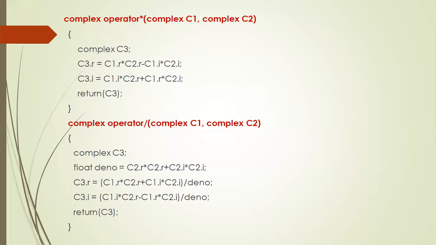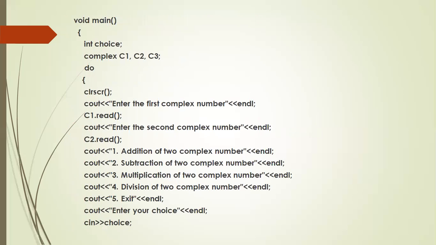Whereas for addition and subtraction, it is straightforward. Now we have written four operator functions for overloading plus, minus, star, slash respectively, and all four operator functions have been written as friend functions. Next, you write the main function.